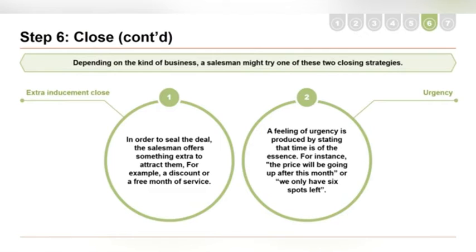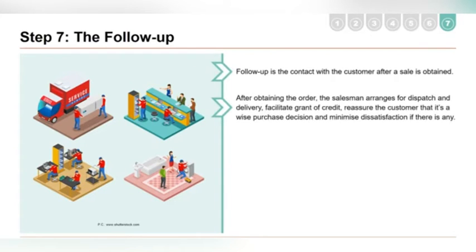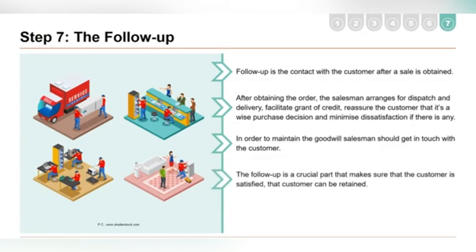The final step is the follow up. Follow up is the contact with the customer after a sale is obtained. After obtaining the order, the salesman arranges for dispatch and delivery, facilitates grant of credit, reassures the customer that it is a wise purchase decision and minimizes dissatisfaction if there is any. In order to maintain goodwill, the salesman should get in touch with the customer. The follow-up is a crucial part that makes sure that the customer is satisfied and can be retained. It can also be used to find prospects for new customers.